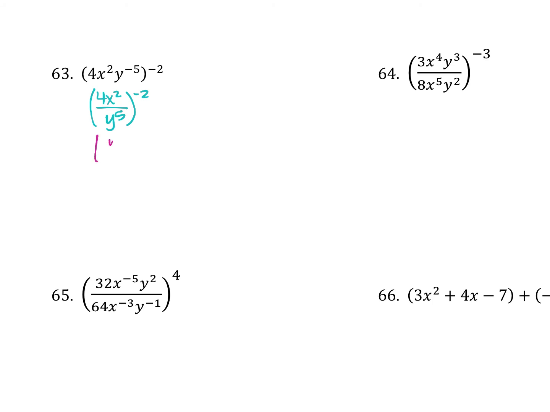So this is just going to give you y to the fifth power over 4x squared, all raised to now the positive second power. That power goes to both the top and the bottom. So y to the fifth power raised to the second power is y to the 10th power, and 4x squared raised to the second power is 16x to the fourth power.